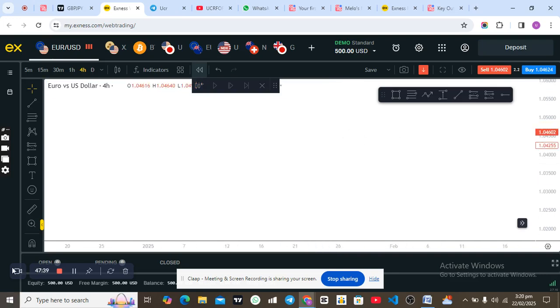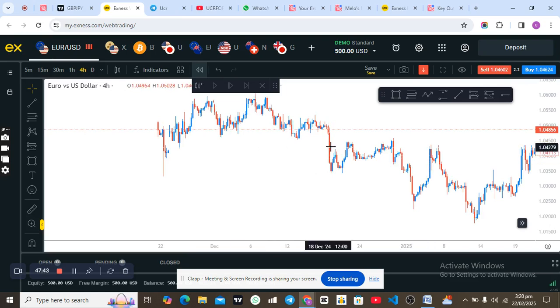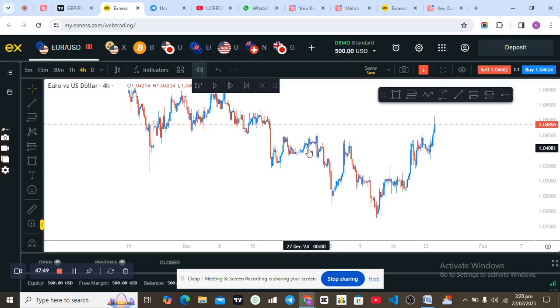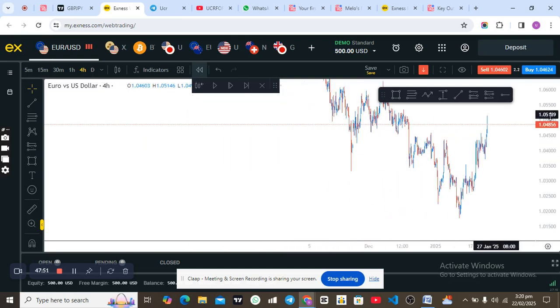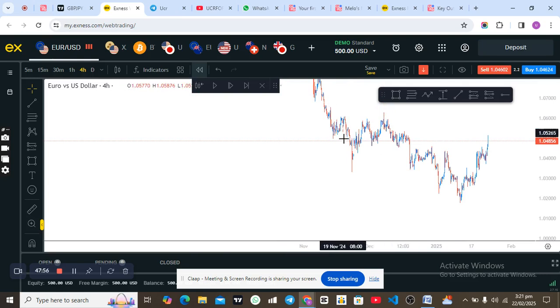So it's coming. This is how you can use the XNES free backtesting tool. Just log into XNES, you backtest for free. Okay, so this is Euro USD on the 4 hour time frame. We can clearly see that the market is bearish, right? The market is clearly bearish.